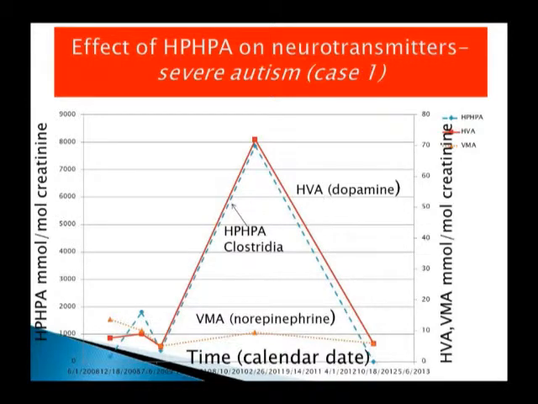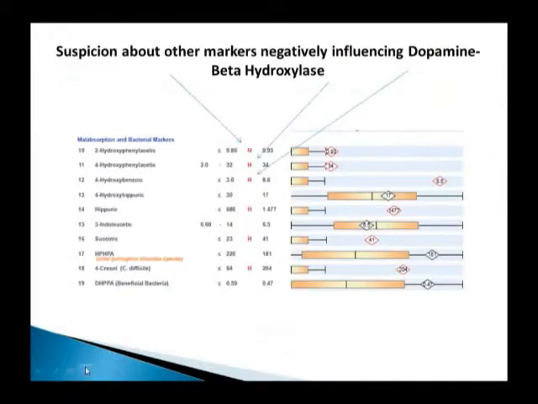So as the Clostridia levels go up, so did the HPA levels. As Clostridia levels went down, so did the HPA levels. And in this particular case, they were tracking it with norepinephrine because the HPA, i.e. dopamine, is not being converted over to the norepinephrine side adequately. Now, as I mentioned, it's not just HPHPA. It could also be 4-cresol. 4-cresol is very specific to Clostridia difficile.